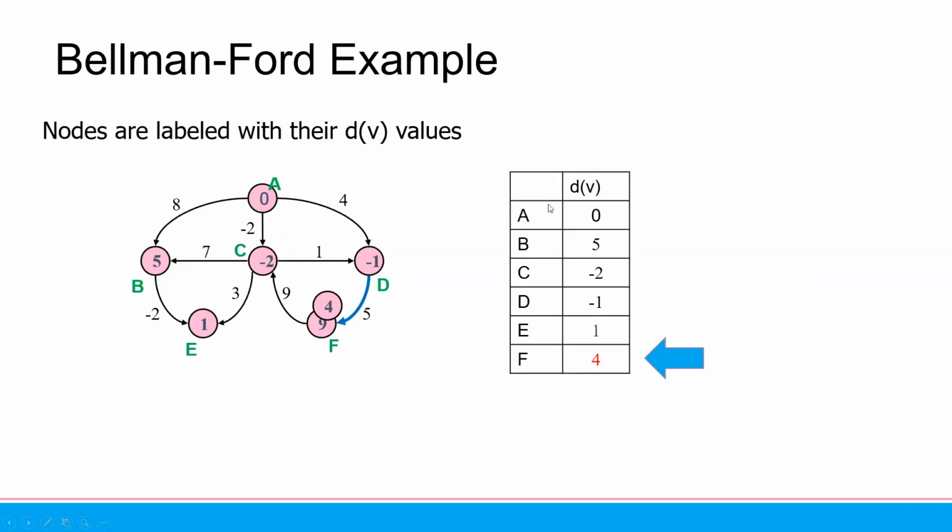So this is the final result with the Bellman-Ford. All the distances will be noted, and this is the shortest distance from A to the other nodes, which are B, C, D, E, and F.